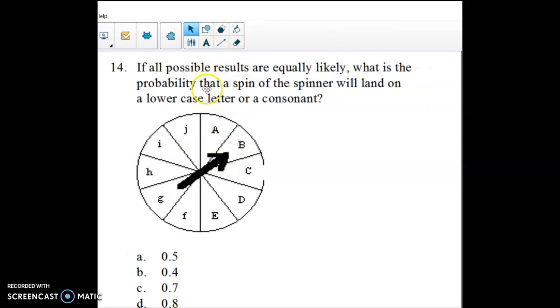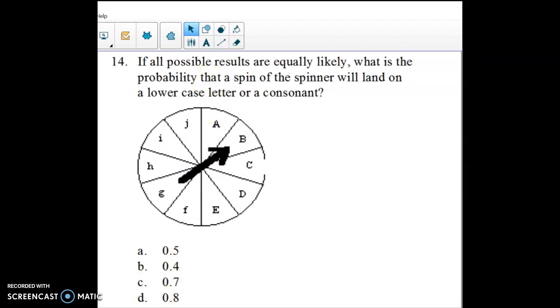Okay, pause the video, give this one a shot. So again, this is an OR one where you can do the formula if you want, where you add them together and subtract the overlap. But if you just do what I'm doing, I'm going to say, okay, here's my lowercase letters. I'm just going to circle them all.